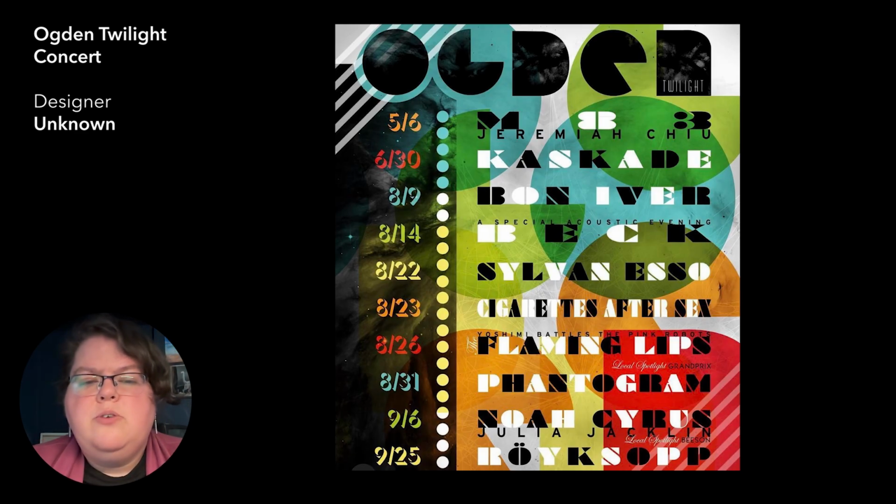Lastly, this poster for Ogden Twilight Concert has plenty of visual interest through the use of repetition, variety, and emphasis through contrasting color and elements. However, it may have fallen into some of the pitfalls one can fall into when a designer adds too much to a design. While visually interesting, it's difficult to understand and parse its purpose and the information it's offering.